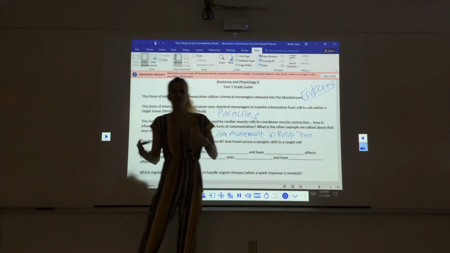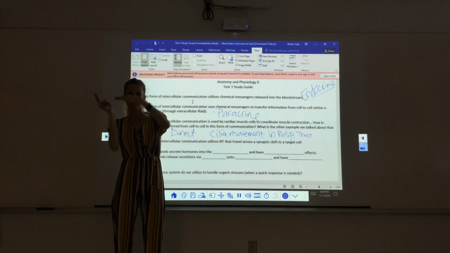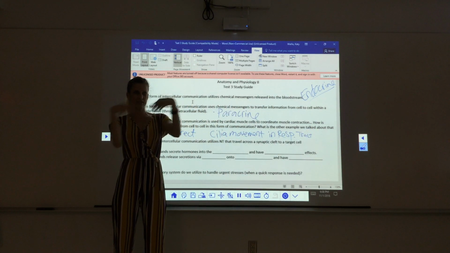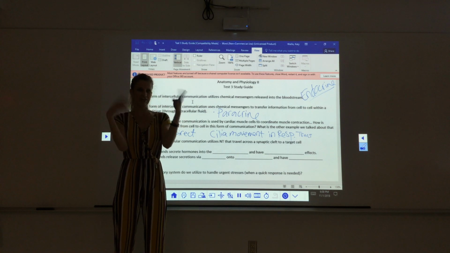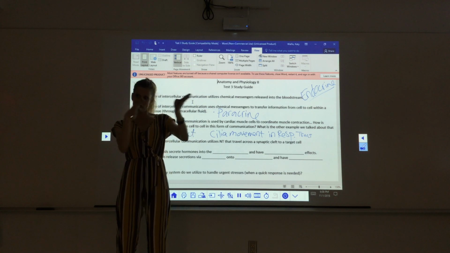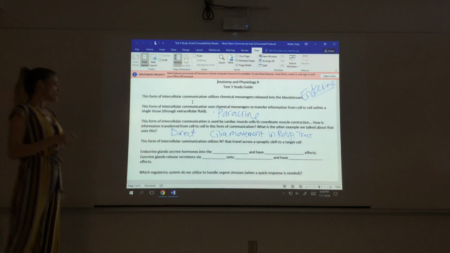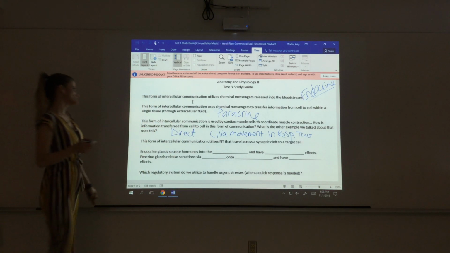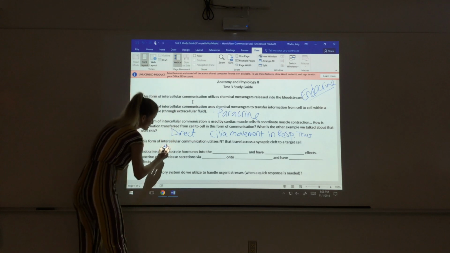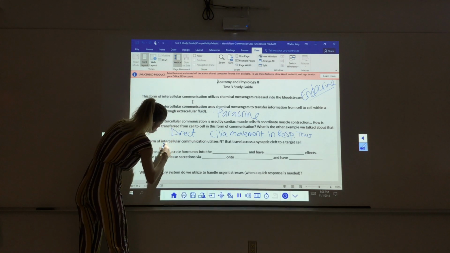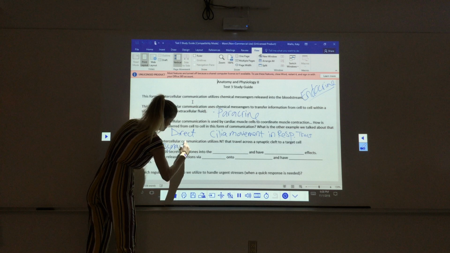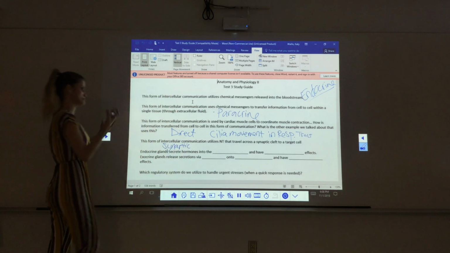Remember, like the trachea, the bronchi, the cilia all move together to push the mucus. It wouldn't make sense if they were going all crazy against each other. They've got to go together. So they use direct communication to control that. What form of intercellular communication uses neurotransmitters that go across the synaptic cleft? Synaptic, right? Across the synaptic cleft.